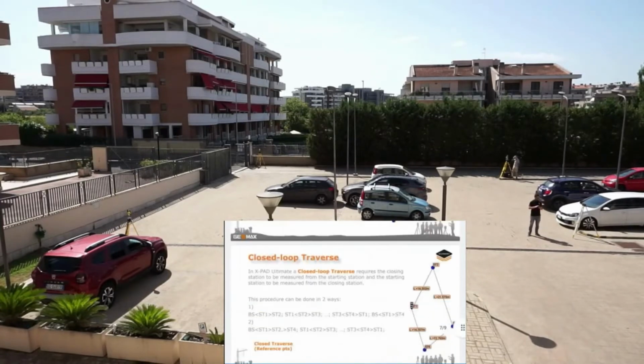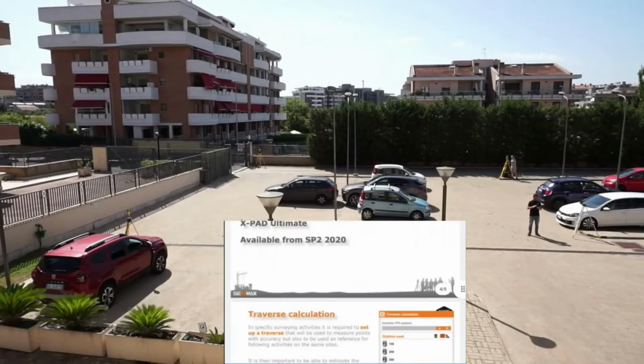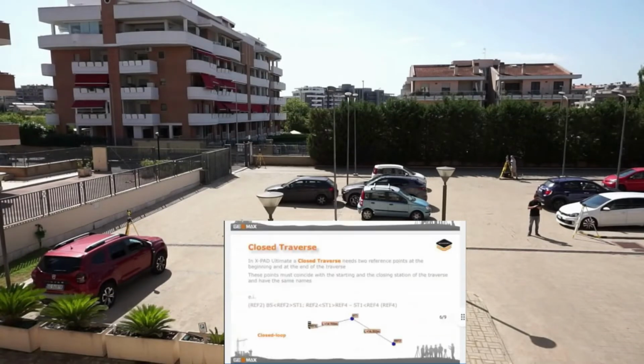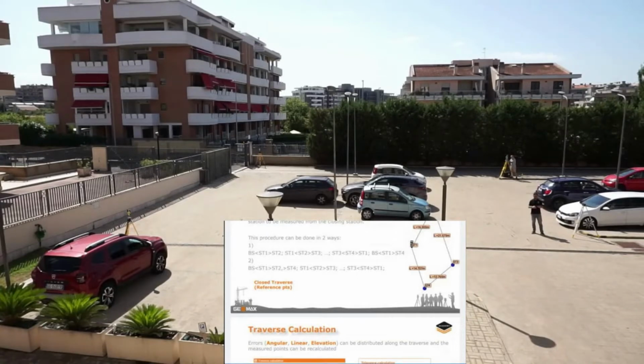The second example is for a closed loop traverse. In that case, we can perform the calculation in two different ways. We can start with a normal survey measuring a backside point. It can be a reference point or whatever you want. Also classical, and we will see then the azimuth orientation.